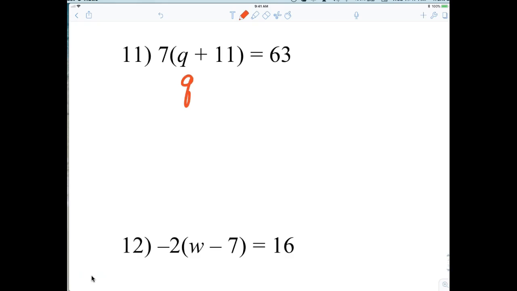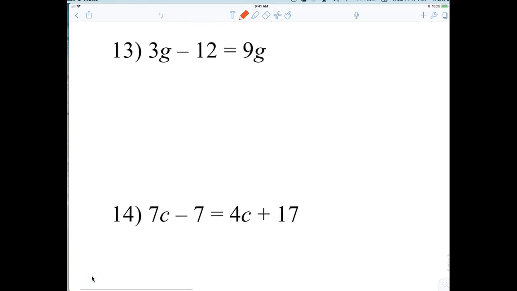So Q plus 11 equals what? 9. Then you subtract 11. So Q is equal to what? Negative 2. Is everybody good with this? Q equals negative 2. Anybody have any questions now? All right, we're doing a pretty good job.